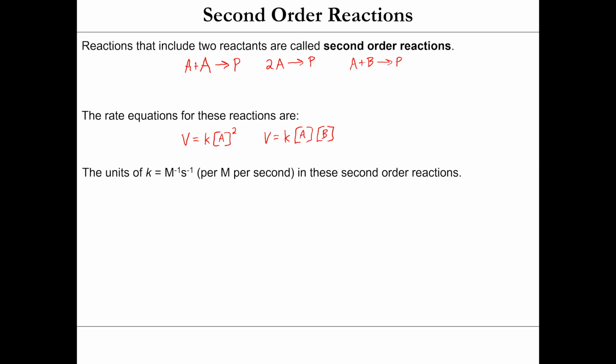So the units of the rate constant would be per molar per second. So molar to the -1 times second to the -1. So this is how reactions are written in second order reactions, where the reaction rate or velocity depends on the concentration of two different substrates.